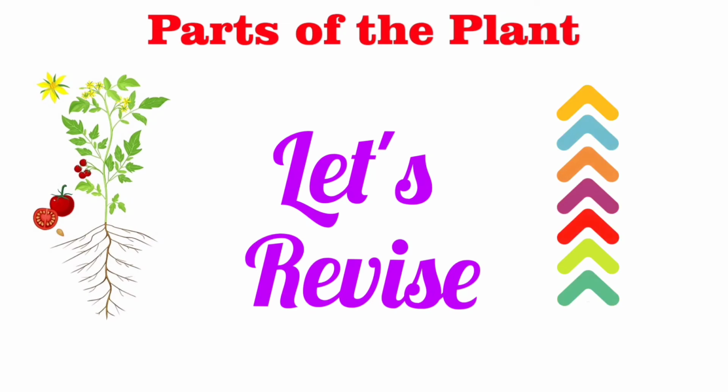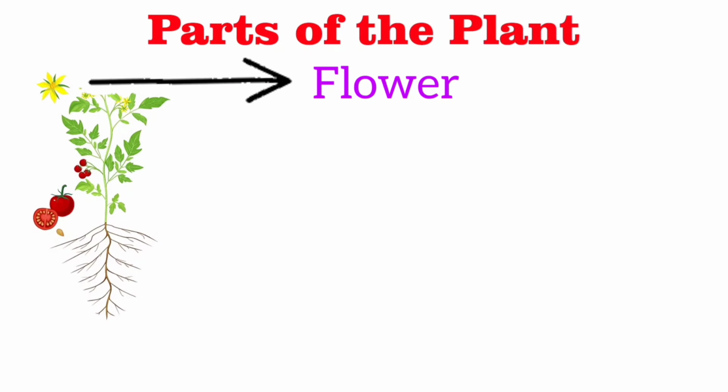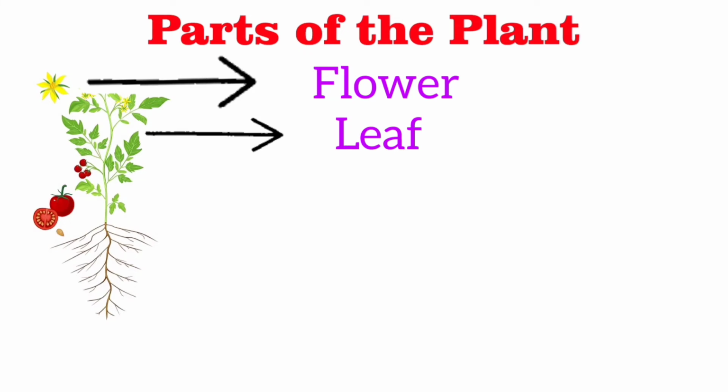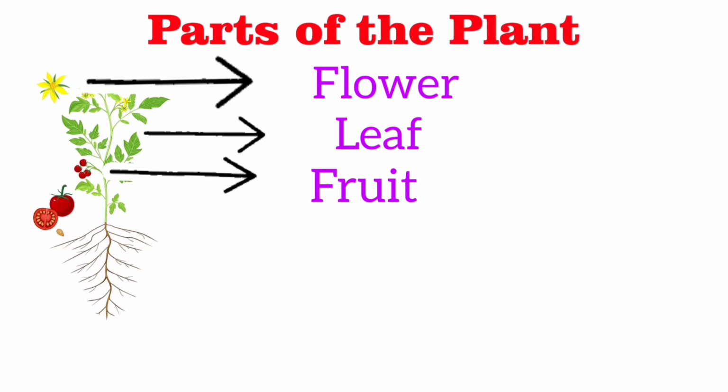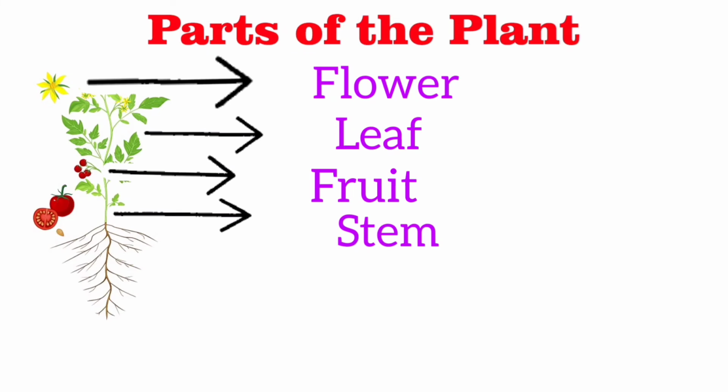Now let's revise once again. This is a flower. This is a leaf. This is a fruit. This is a stem. These are roots.